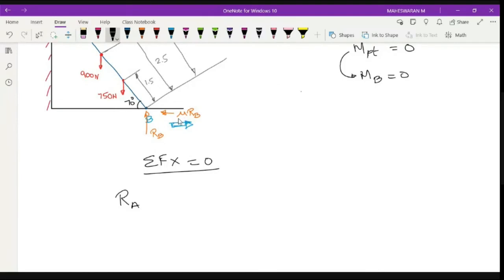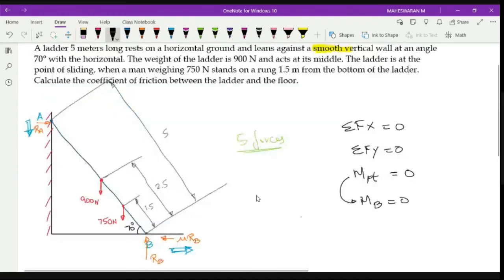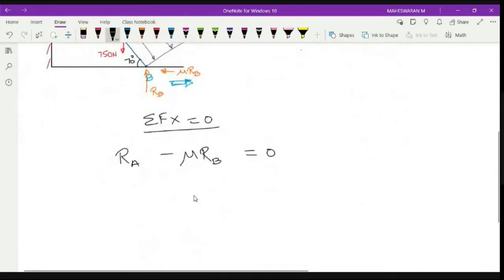And you have one more force here, which is mu into RB. So minus mu into RB. So this is equal to 0, right? So you have two horizontal forces, RA and mu into RB. That's it. So which means I can write RA is equal to mu RB. Let me consider this as equation 1. So this is my first step.